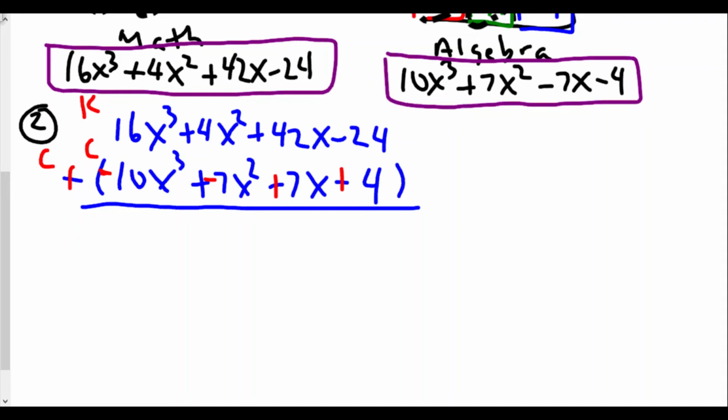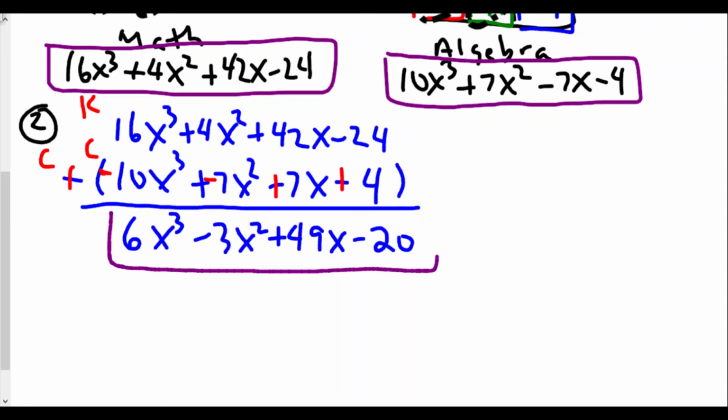So I have 16 plus negative 10 is positive 6x to the third. 4 plus negative 7 is going to be minus 3x squared. 42x plus 7x is plus 49x. And negative 24 plus 4 is going to be minus 20. And this would be the difference of the areas between the two of them. All right.